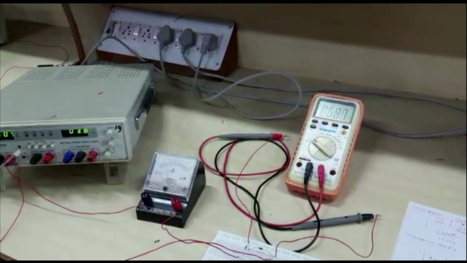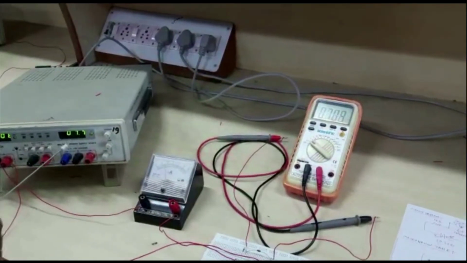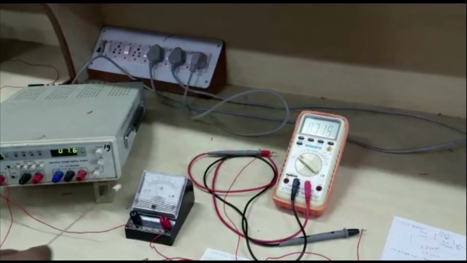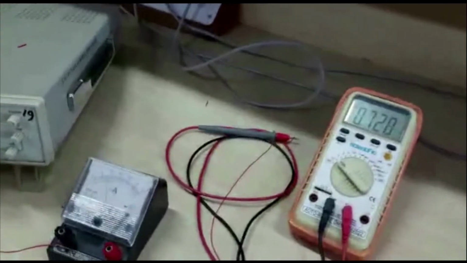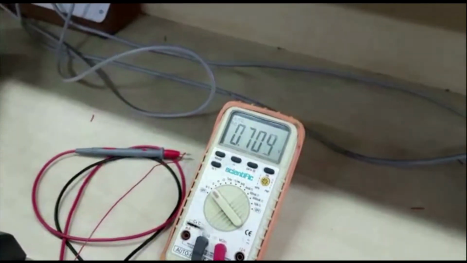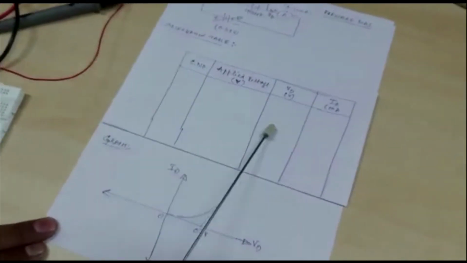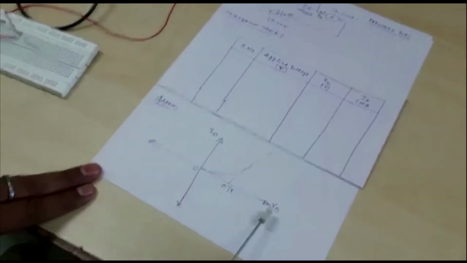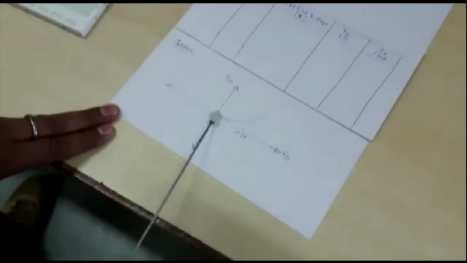This is the applied voltage. At this moment our applied voltage is showing a value of around 8-9 volts. So this is the current ID which is flowing through the diode, and this is the voltage across the diode VD. Now we can plot these readings. We can put these readings here in this observation table, and finally we have to plot the graph between VD and ID. The plot will be like this.